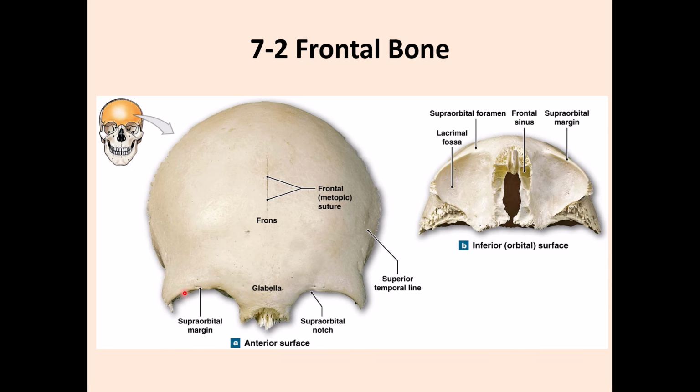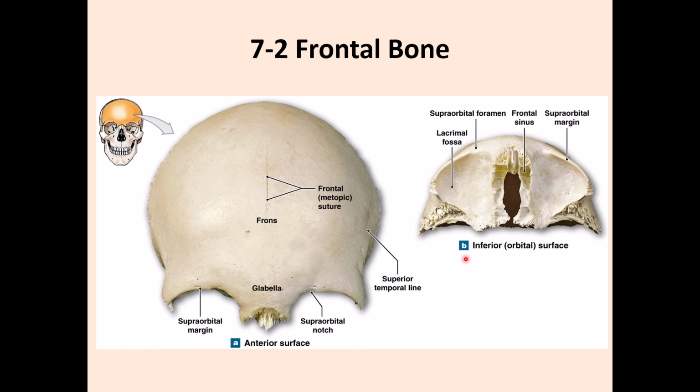And this margin is called supraorbital. Supraorbital means above the orbit. This is the margin, and this is the notch. A notch is like a half circle kind of structure, sharper than the margin, okay? So this is a supraorbital notch.